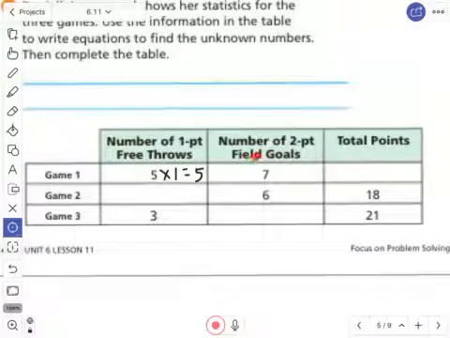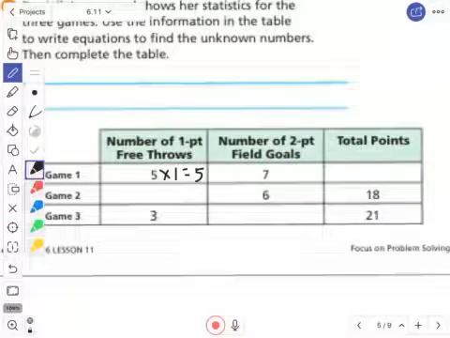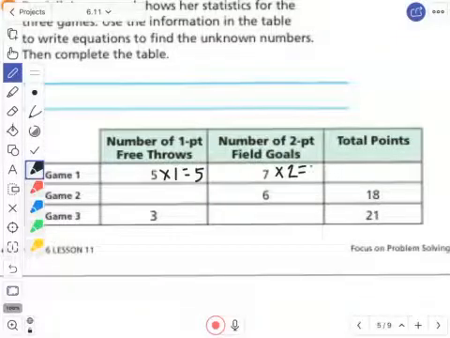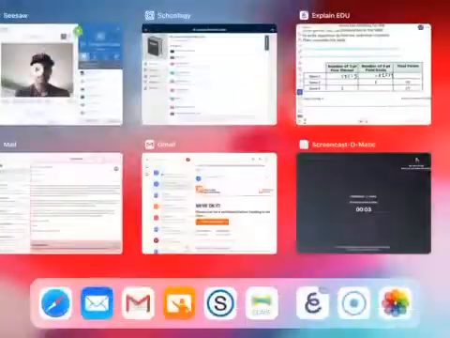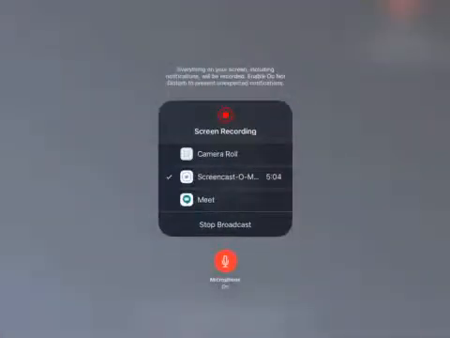But then this one, number of 2-point field goals. That means for each of these ones that she got 2 points for it. So she didn't just get 7 points. She got 7. Each one she got was worth 2. She got 14 points. And then I would use like the 5 points and the 14 points to figure out my total points. But I'm going to stop there. You can come back and check your thinking with mine when you're done.